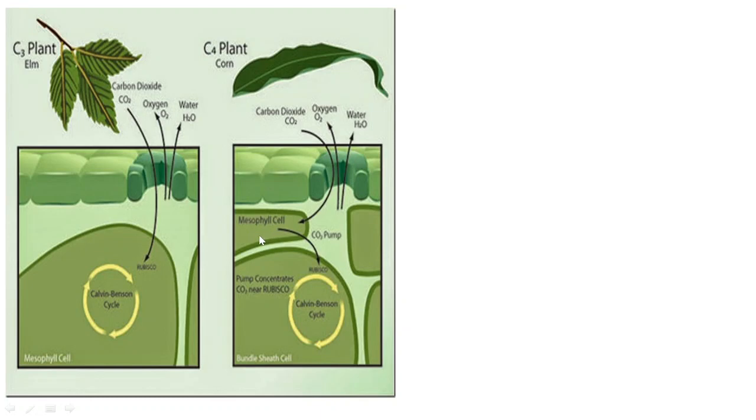In the mesophyll cells, it is accepted by PEP, phosphoenol pyruvate, and then it is converted to a compound, malic acid and so on. That compound then moves into the bundle sheath cells, where the concentration of carbon dioxide increases. Rubisco is not present in mesophyll cells. Rubisco is present only in the bundle sheath cells.